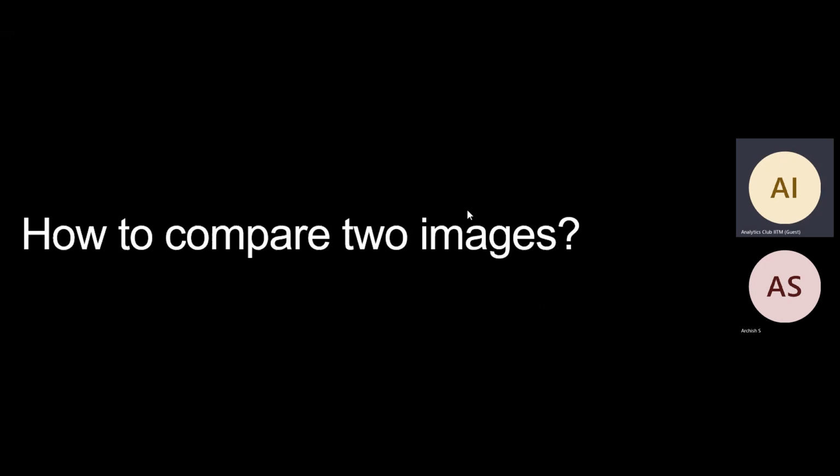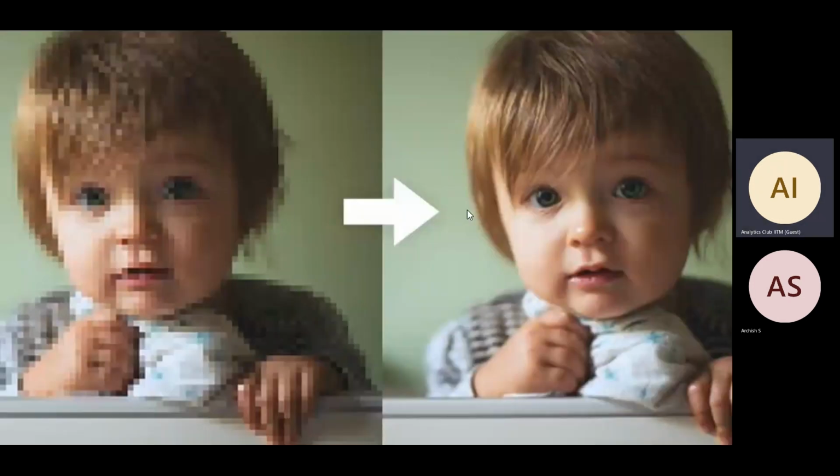Now we come to the part of defining a separate loss function for our task. So how do we compare two images? If I gave you these two images and asked which one is more clear, you would obviously say the right one. But how do we quantify this?